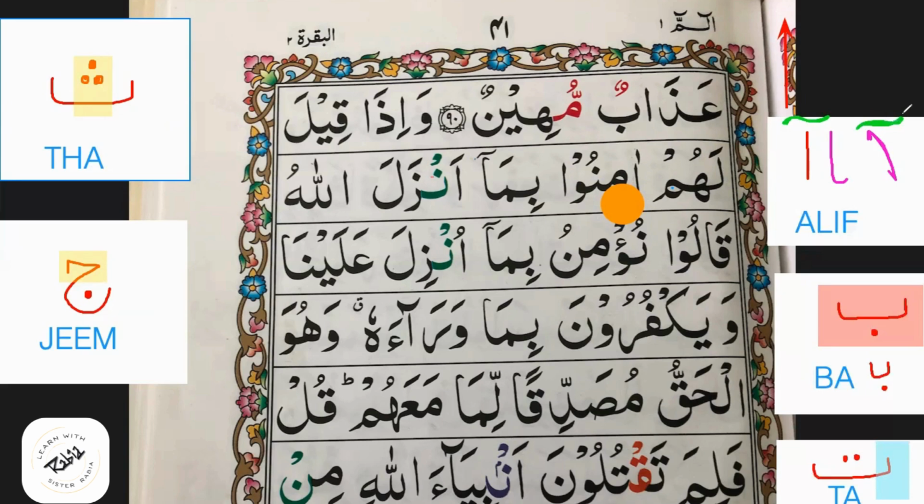This symbol just means go even longer. So the shape of the symbol gives us an instruction to go long. It's extending the alif. If this sound was ah, this would go like ahh.